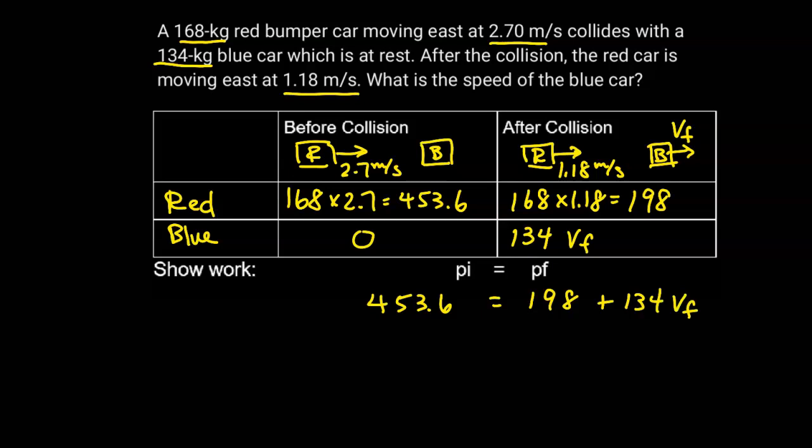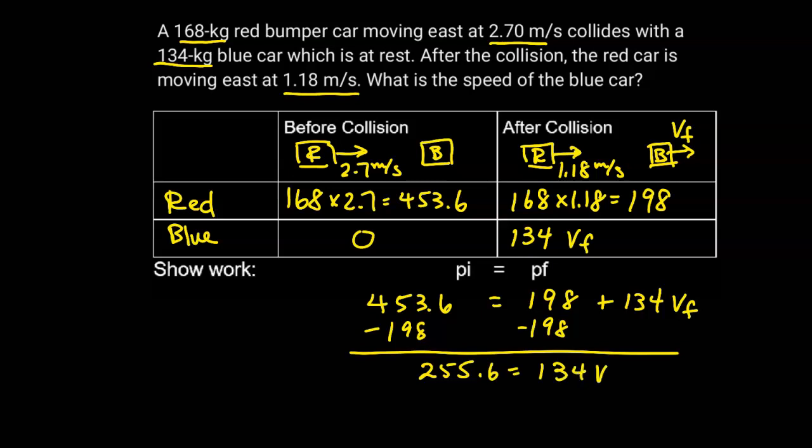We're going to subtract 198 on both sides, and we get 255.6 on the left, and then on the right we get 134 VF. Divide both sides by 134 and we get VF equals 1.91 meters per second.